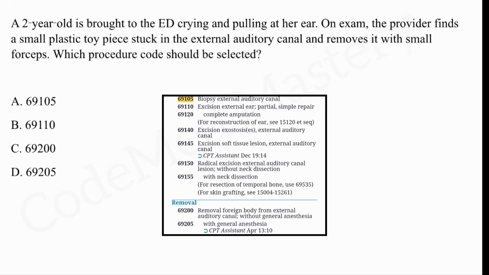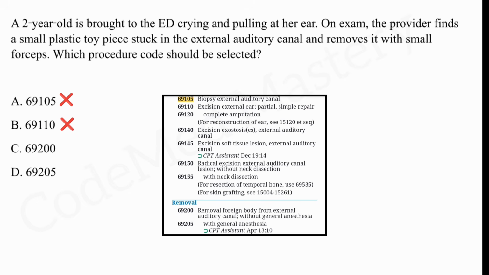69105 is for biopsy. Here there is no biopsy mentioned. So eliminate 69105. 69110 is for excision external ear partial simple repair. In the question, they have not mentioned excision external ear, right? They have not performed excision here. So eliminate 69110.